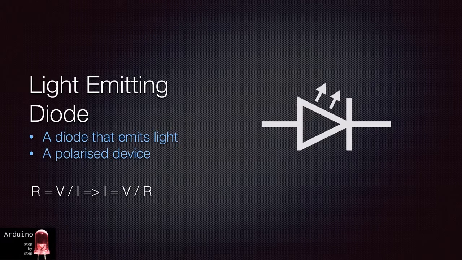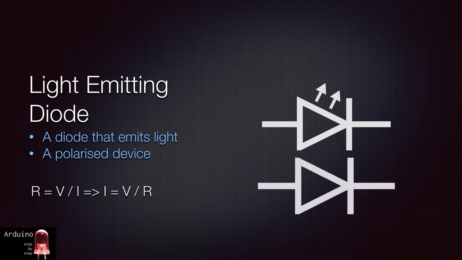The symbol for a diode is almost the same as the one for an LED. The only difference is the presence of arrows which show that light is emitted from an LED.